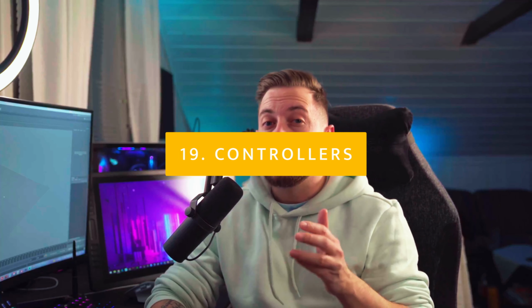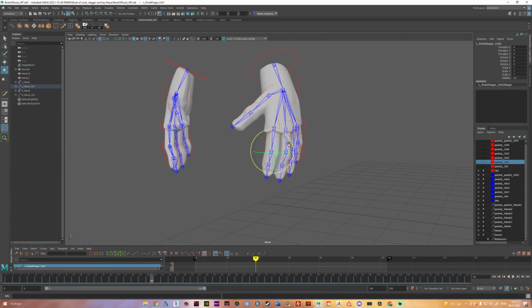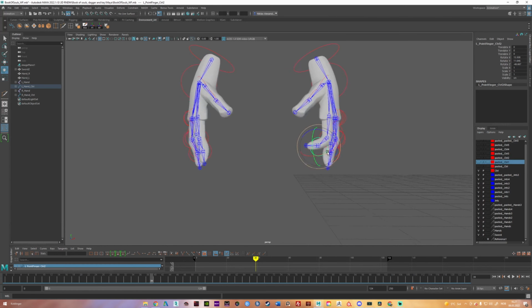Controllers. When the mesh has a rig and it's skinned to that rig, we need an easy way to access the skeleton. That's what we have controllers for. It's kind of like skinning the rig itself to some simple to access pieces. We can easily move the mesh about and start animating.